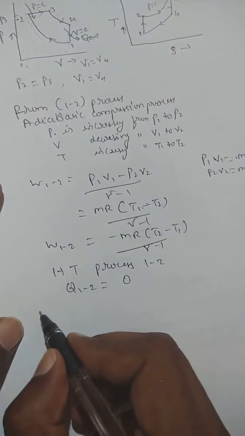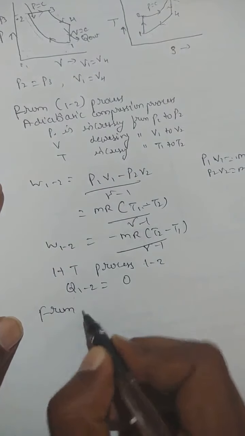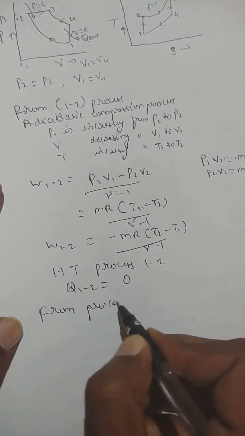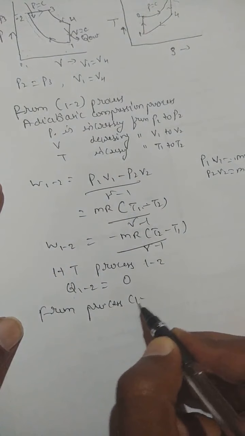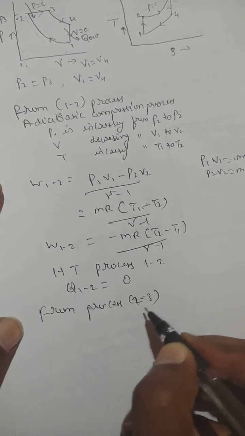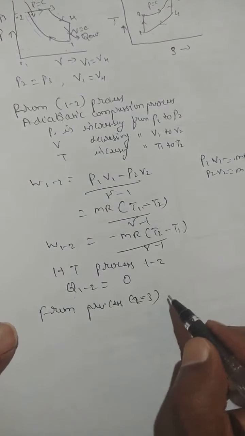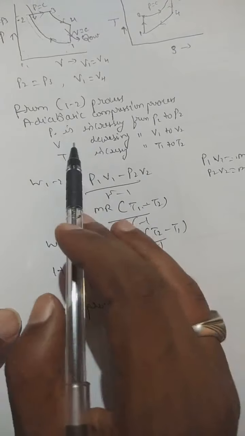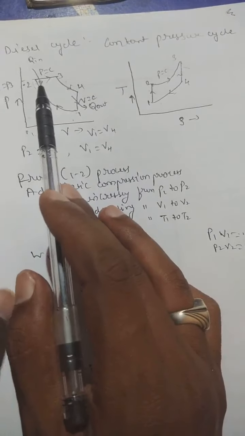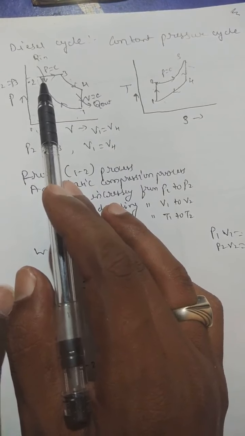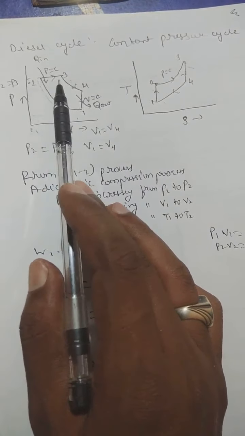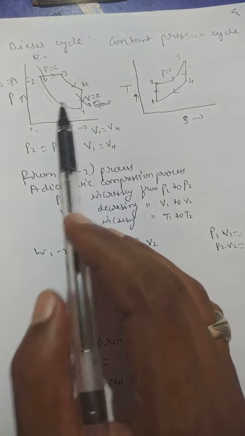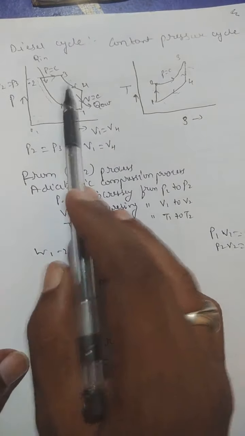Process 2 to 3 is a constant pressure process. You can similarly write down what is happening with pressure, what is happening with volume, and what is happening with temperature. If you look at the curve of the process in the PV diagram, what is happening? Pressure is constant. You can write down that P1 is equal to P2 is equal to P3.